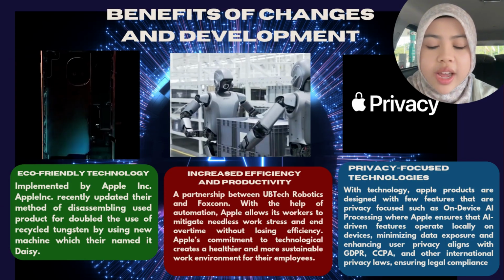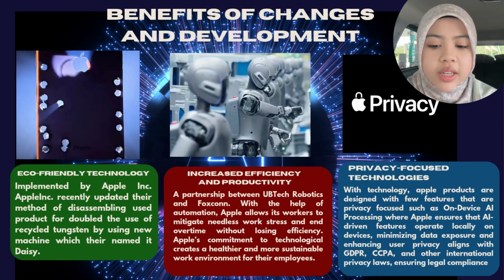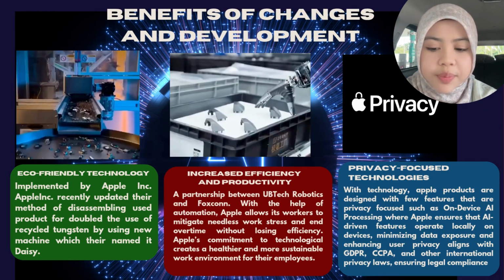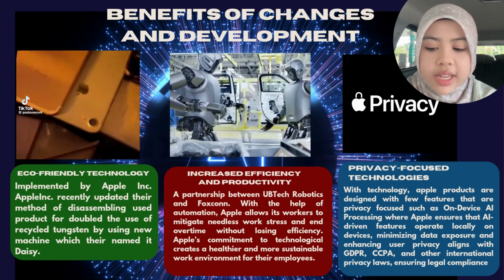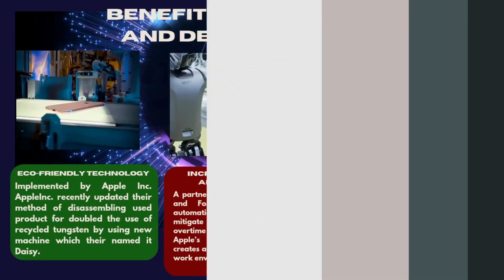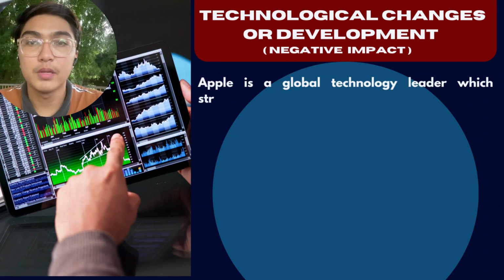Plus, with app tracking transparency, users have full control over which app can track their personal data. This step helps protect privacy and follow strict international laws like GDPR and CCPA. Next is the negative of technological changes or development.